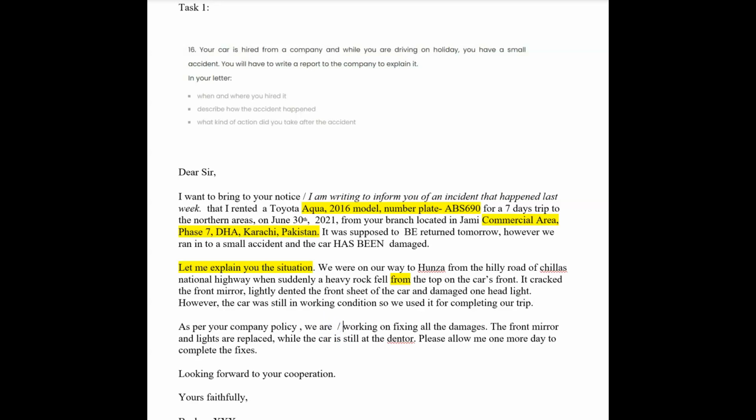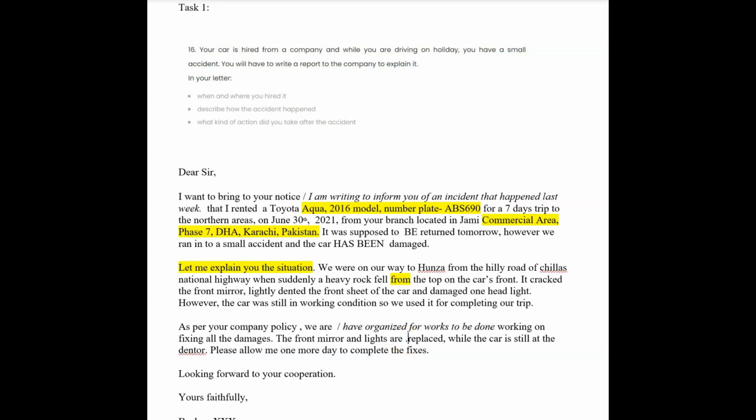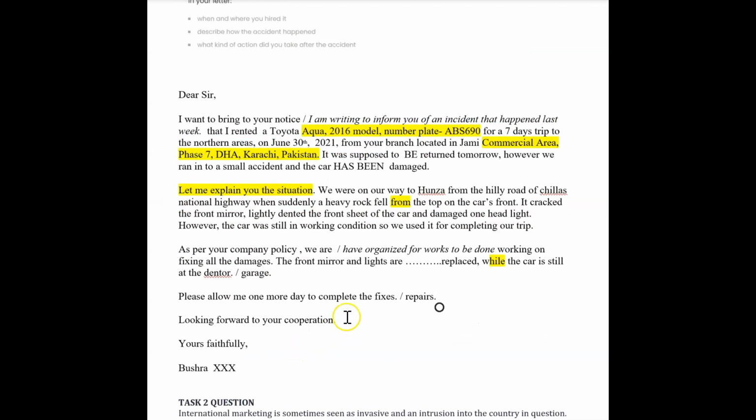Now, as per your company policy, we were working on, we have been, or we have organised for works to be done. That would be really nice grammar. We have organised, present perfect, for works to be done, passive infinitive again. The front mirror and lights have been replaced, present perfect. While the car is still at the, maybe like, has been replaced. However, not while, however, the car is still at the garage, just quite simply. Please send me one more day to complete the, we would say repairs, but that's very polite, well done.